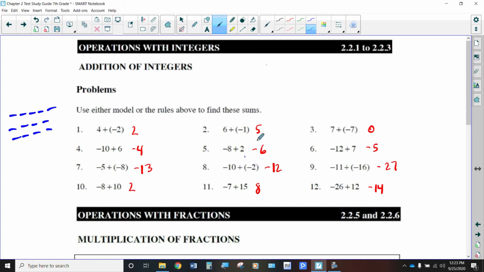When the signs are different, you're going to do a subtraction and keep the sign that has the greater absolute value. So do you have more positives or negatives? How many more positives do you have, or how many more negatives do you have? And in a situation like this, adding 7 plus -7, those are opposites of each other, so their sum will always be 0.